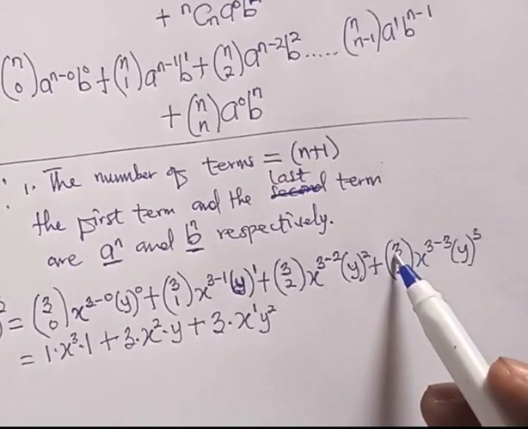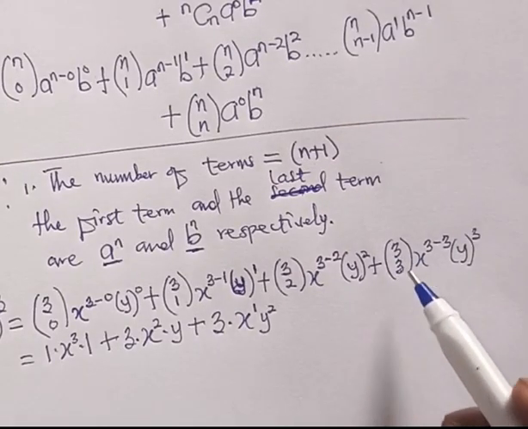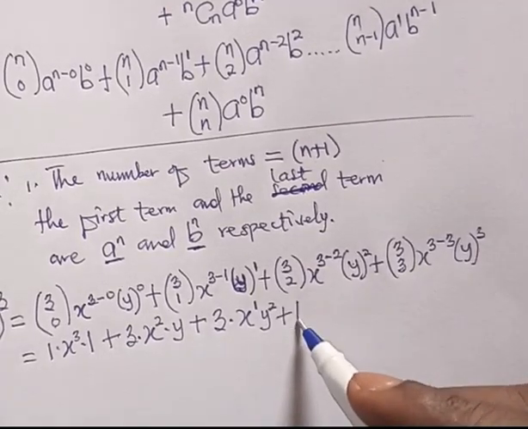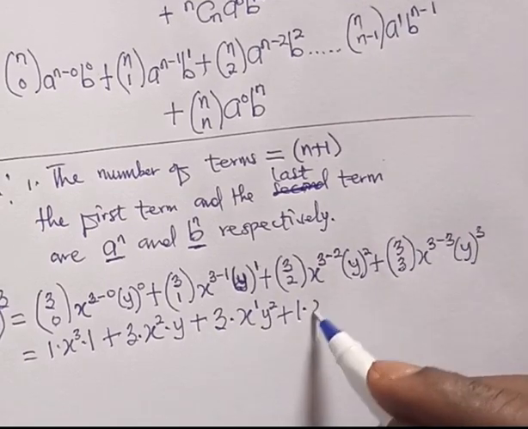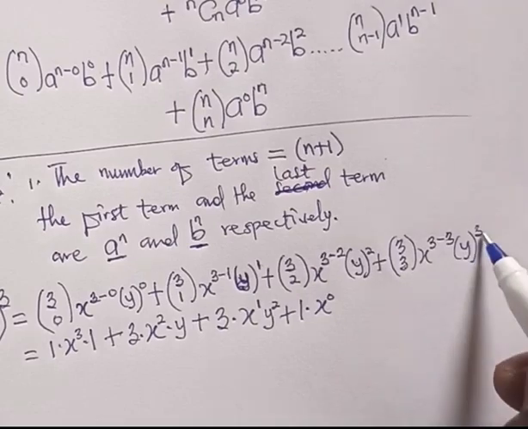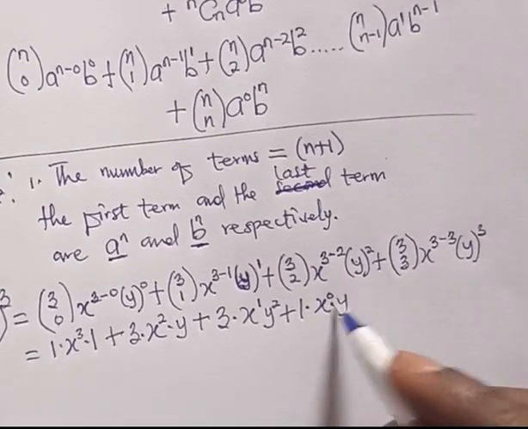Then I'll do the last one. 3 combination 3 will also give you 1. So I'll write my 1 here. Then x minus this is 0, so I'll get my x exponent 0. Then y exponent 3.